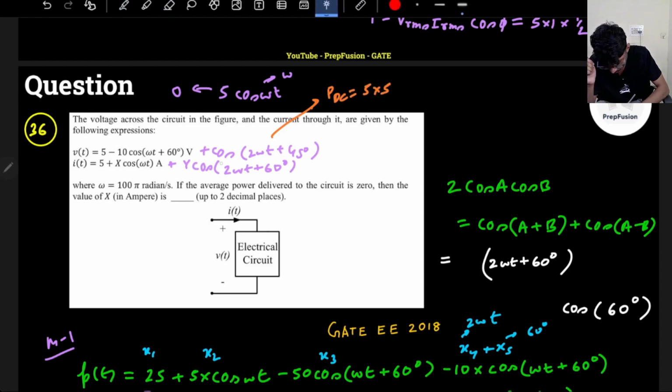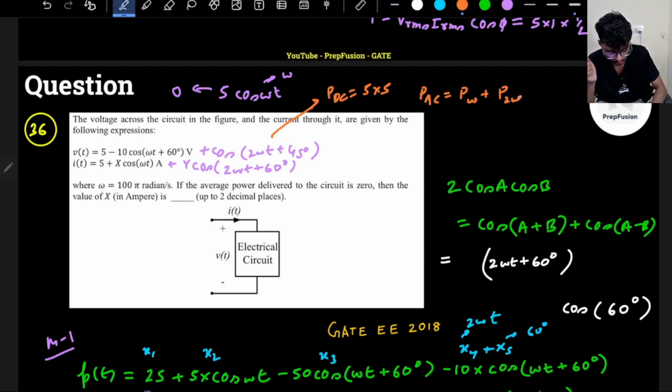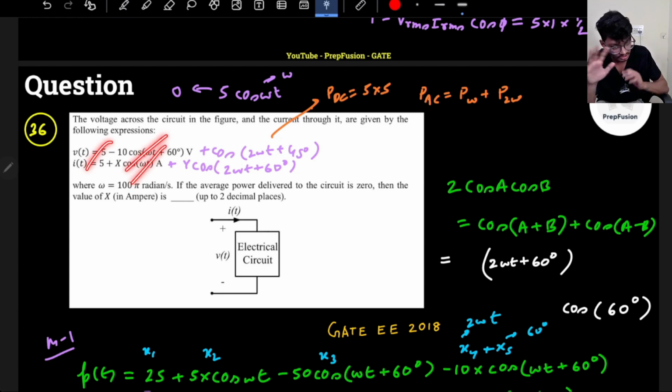Now as these are different frequency components, the power due to this and the power due to this I can simply add, because these are different frequency components. Otherwise I would not be able to do it. That's why you are using a shortcut, but try to understand when you can use a shortcut. So PAC I can directly write here. PAC will be the power due to the frequency component of omega plus the power due to the frequency component of 2 omega. For all other products, all other multiplications, the power will be 0 because those signals are orthogonal to each other. Got it?